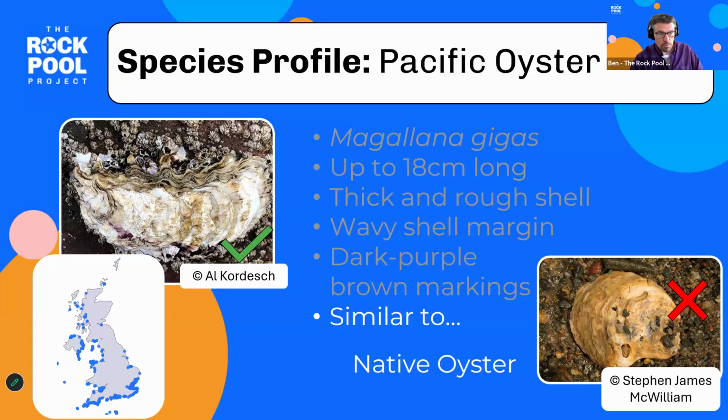The other differences are that native oysters tend to be a bit flatter. They tend to be a lot more circular rather than elongated. And the colours are a little bit more creamy brown as well. So I don't think it's that easy to get them confused. Typically, what you'll find will be a Pacific oyster, unfortunately.